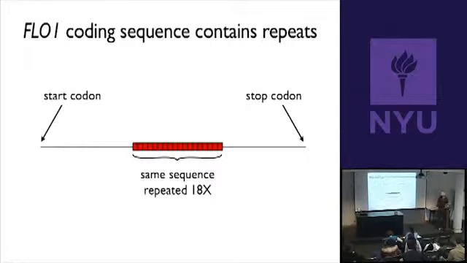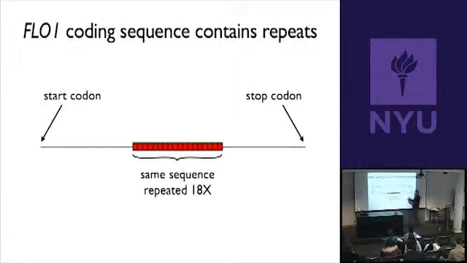Okay, so if I draw a schematic of the FLO1 gene, or part of the FLO1 gene, I have the start codon over here, so it would start ATG and so on and so on. Stop codon over here, okay? And in the middle of this coding sequence is the same sequence repeated 18 times, okay? And as you know, DNA polymerase has problems with repeated sequences, okay? So when it copies this gene, every so often, this number 18 is going to increase or decrease, okay?